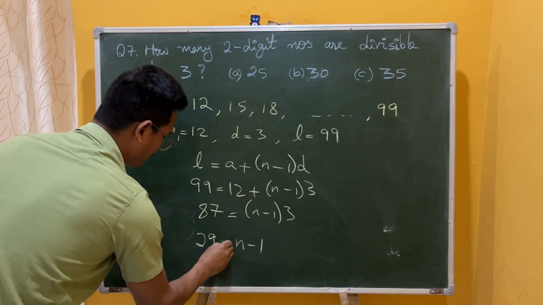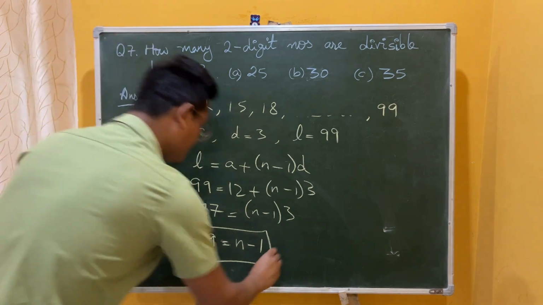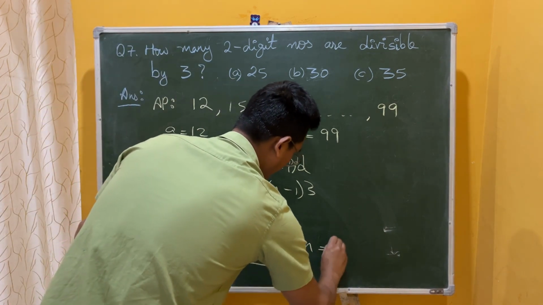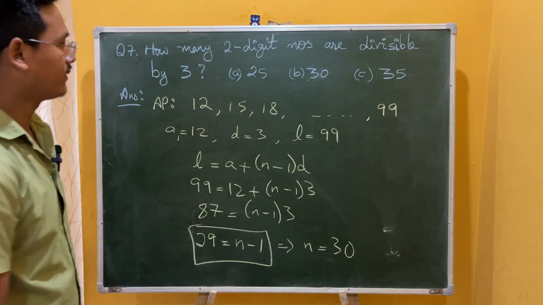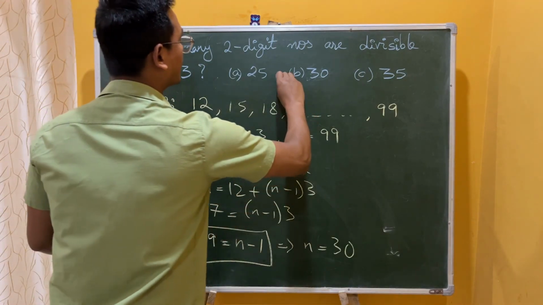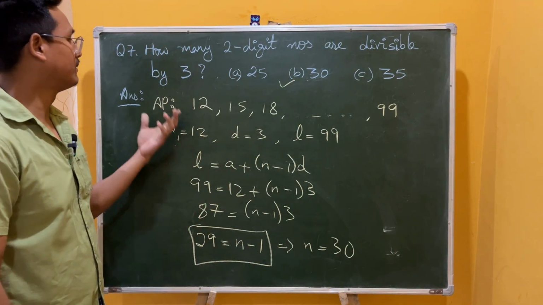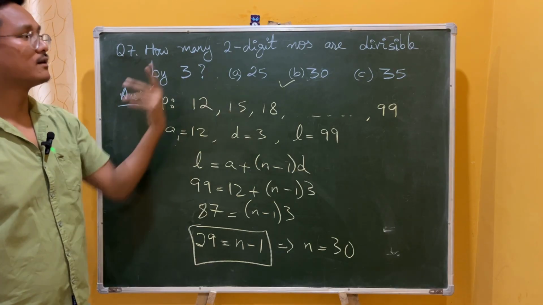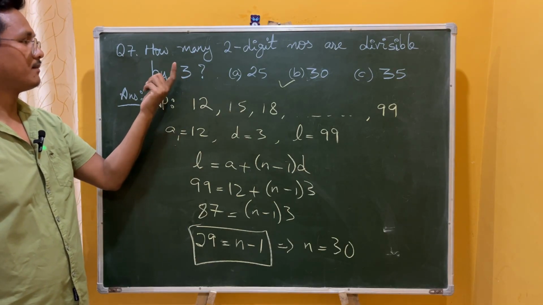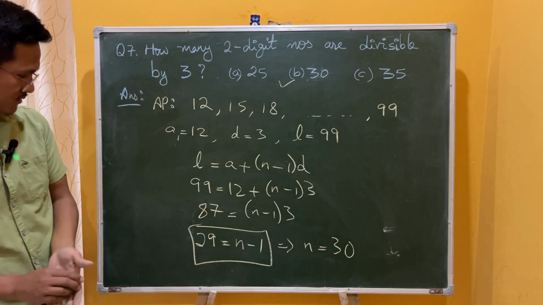So by now you must have guessed the answer. So n is how much? n is 30. It's 29 plus 1. So there are 30 two-digit numbers which are divisible by 3. It can be some other numbers, like they may say by 4 or 5 or 6. So this is the method. Okay.